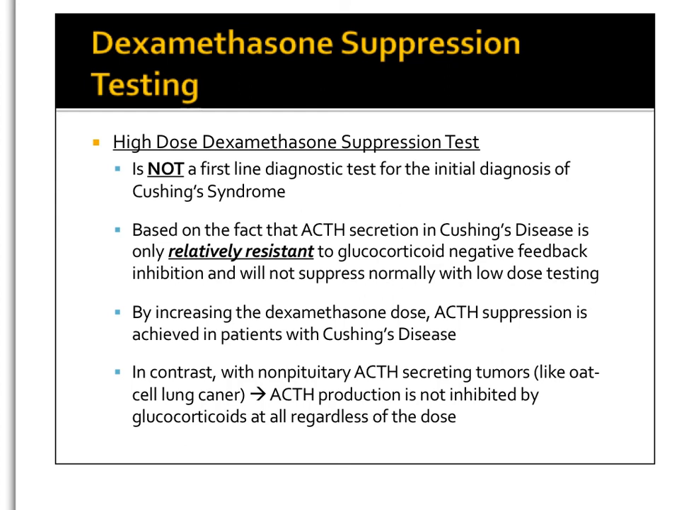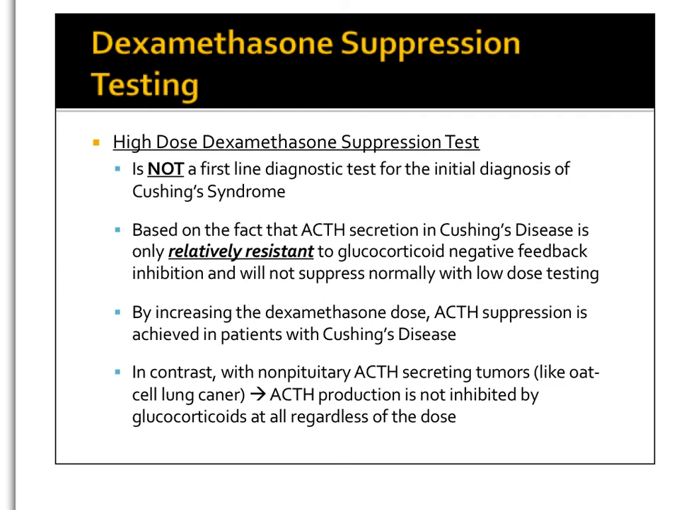So in other words, if you do the low-dose dexamethasone suppression test and the cortisol levels and/or the ACTH levels are still elevated, you have to do the high-dose test. By increasing the dexamethasone dose, ACTH suppression is achieved in patients with Cushing's disease. Now, you can have people who have a non-pituitary source that's putting out ACTH, an ectopic source, such as a tumor from oat cell lung cancer. In this case, the ACTH production is not inhibited by glucocorticoids, regardless of the dose that you give.